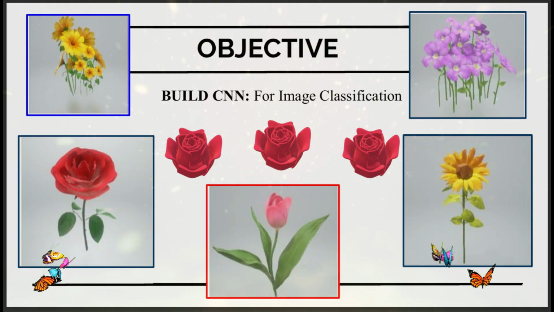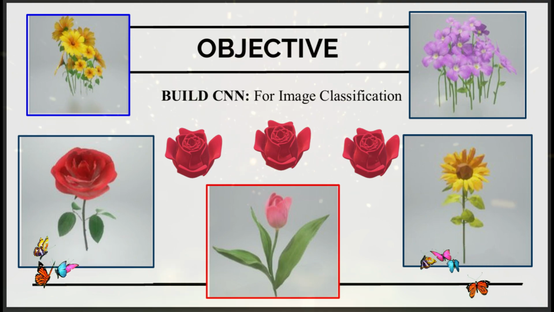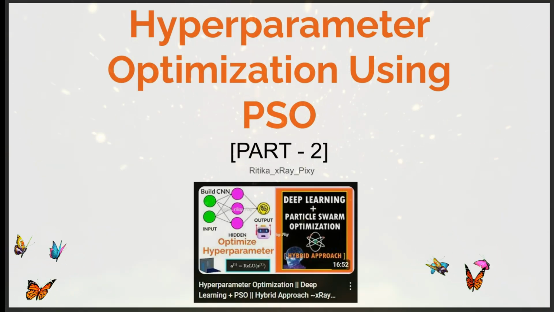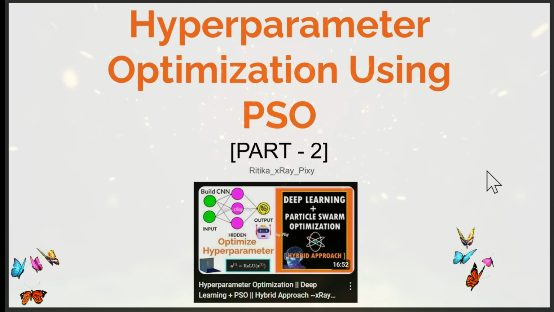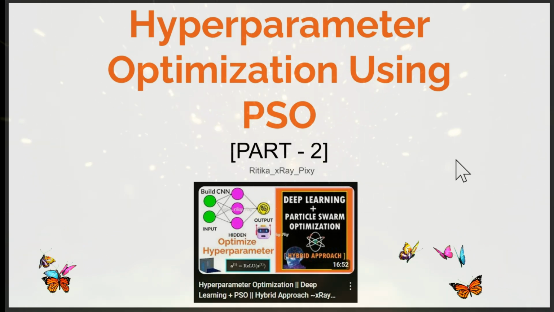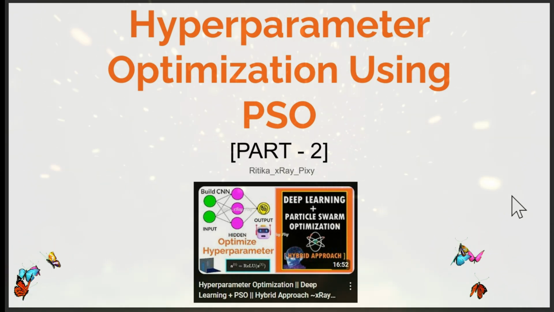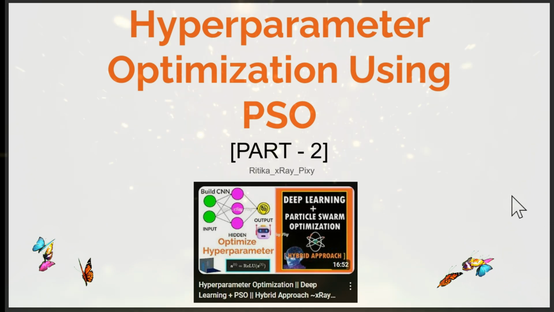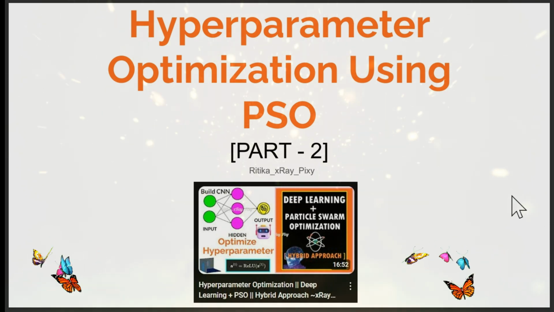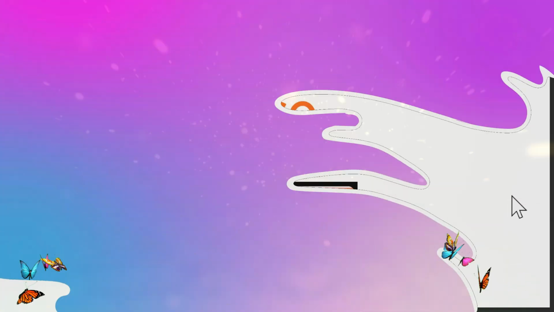In the second example, we use image classification, where we are given a data set and we have to identify different flowers from the images. So in this video we will continue with the first example. We will apply PSO to optimize the hyperparameters of a CNN for predicting house prices. We will map the hyperparameters to the particle dimension in the PSO algorithm. Now let's try to understand step by step how we can do this.